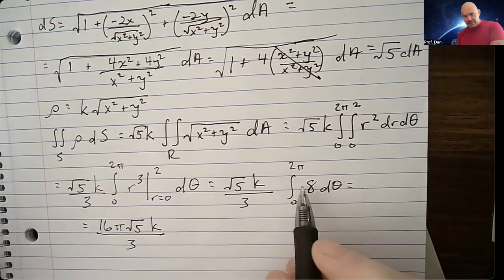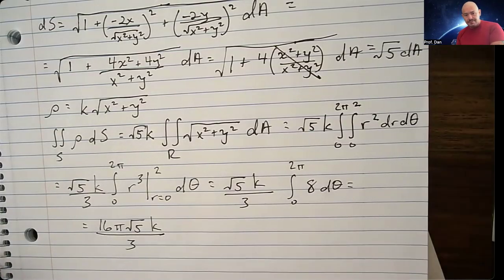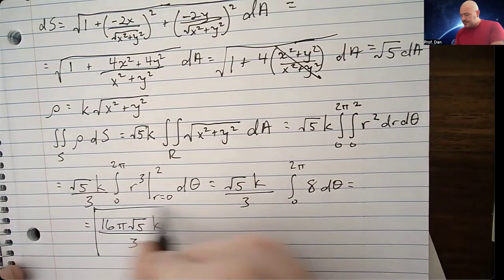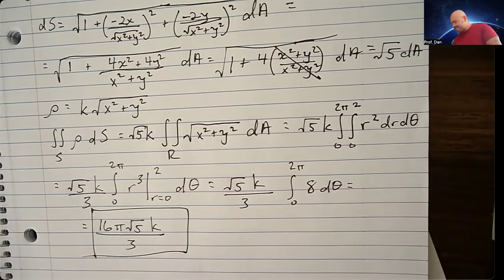All right, that's going to be 8 theta, plug in 2 pi and you get 16 pi, plug in 0 and you get 0. So that is the mass of the three-dimensional lamina. Pretty fun stuff.